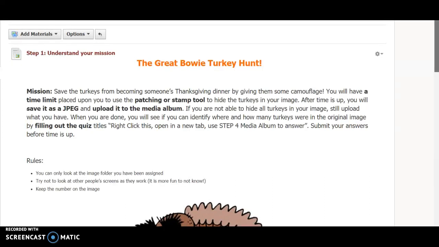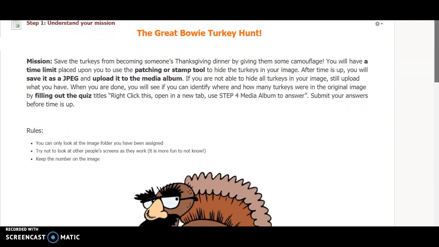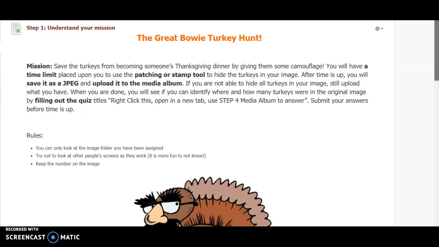A recent Schoology use I'm pretty proud of is a turkey hunt that my students did for Thanksgiving. I kind of gave it to them as a challenge and gamified my Schoology. The idea was they were going to take a picture that had turkeys in it, as part of my Photoshop unit, where they were going to be using various tools, including for the first time ever the patch tool, in order to delete the turkeys from view.